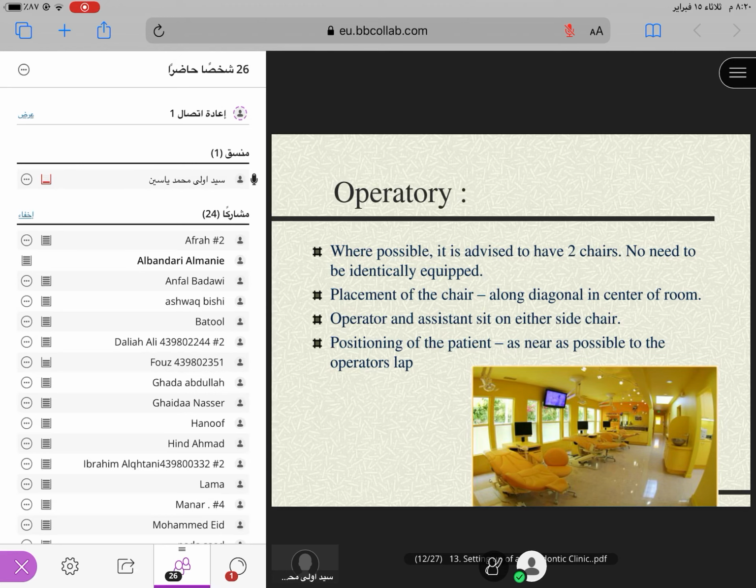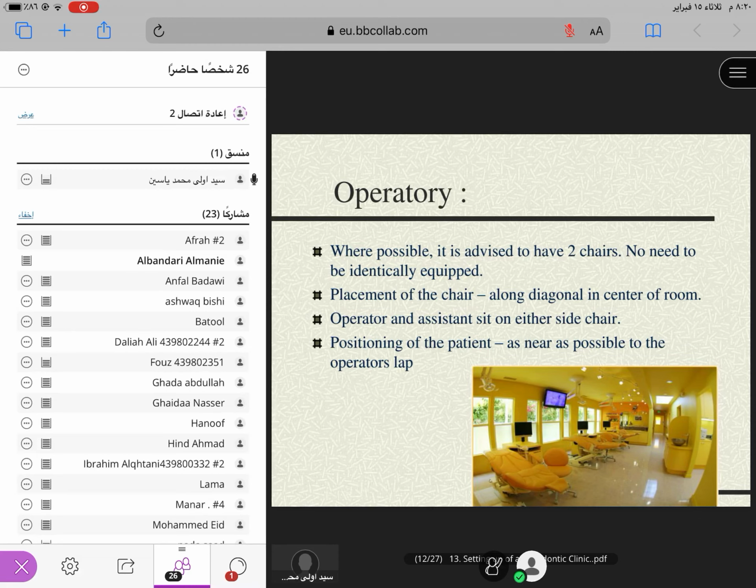So now coming to the operatory area, how it should be. Whenever it is possible, it is better to have two dental chairs in the operatory area, placed diagonally. It should not be identically placed. It can be placed diagonally in the center of the room. The operator and the assistant sit on either chair. In pediatric dental practice, it is not like the dentist alone can do all the work. You need four-handed dentistry.